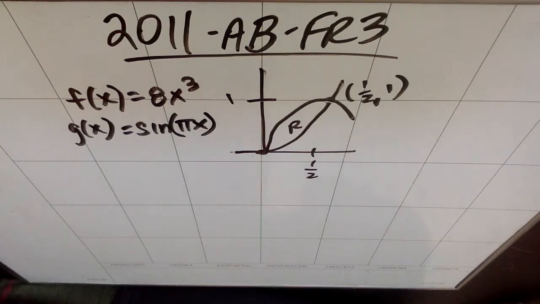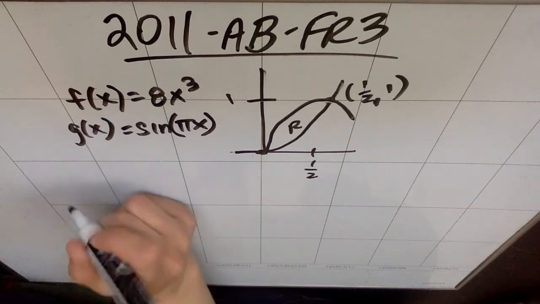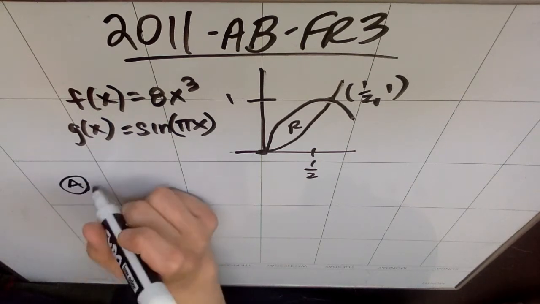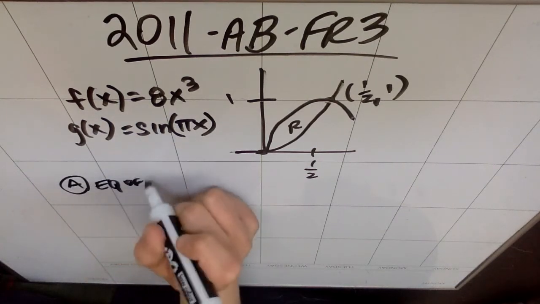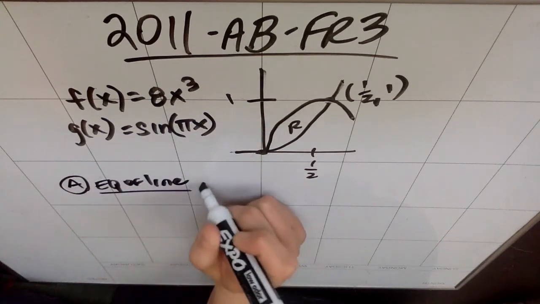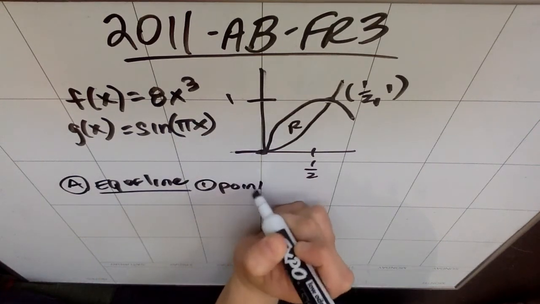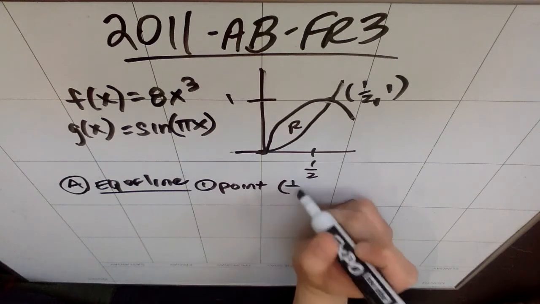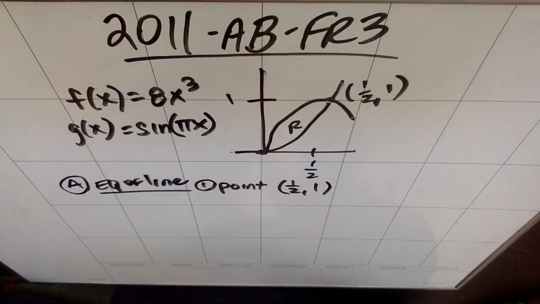Okay, so anytime we're asked to find an equation of a tangent line, to find the equation of any line, we need two things. Number one, we need a point. The point we actually already have, it's 1/2 comma 1. They gave that to us on the graph.